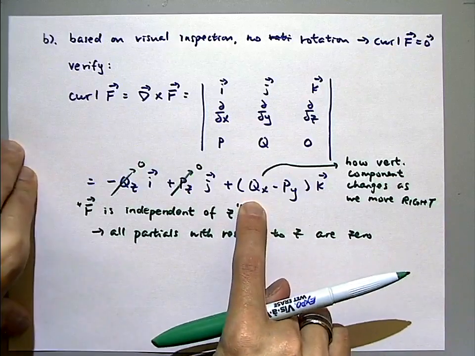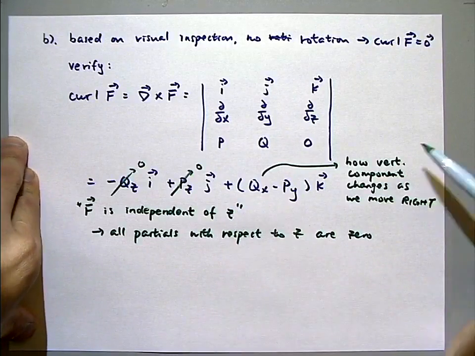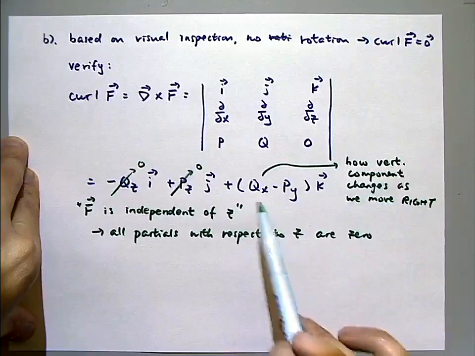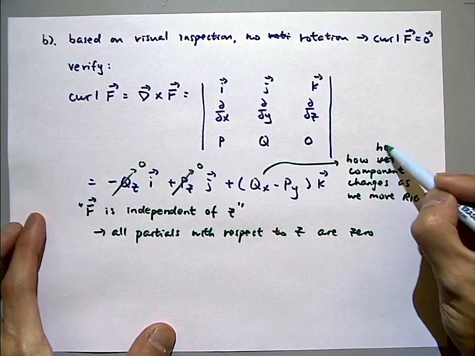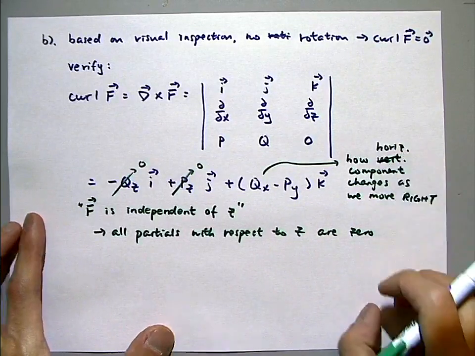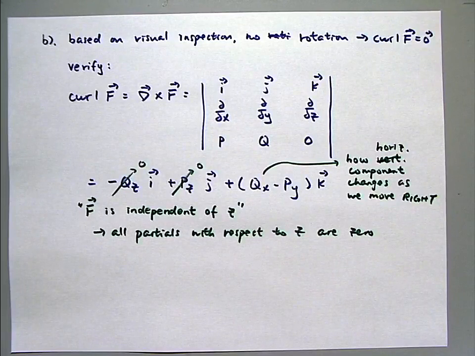Partial derivative of Q with respect to X. Q is the horizontal component of the vector field. So Qx means how the horizontal component changes as we move right. How is Q changing with respect to X? How is the horizontal component changing as we move to the right? Looking at the picture here, what do you think that will be? Pick the first layer. What's the horizontal component?